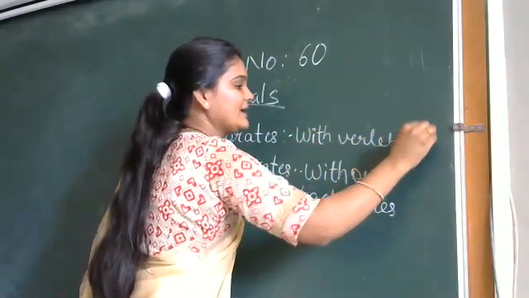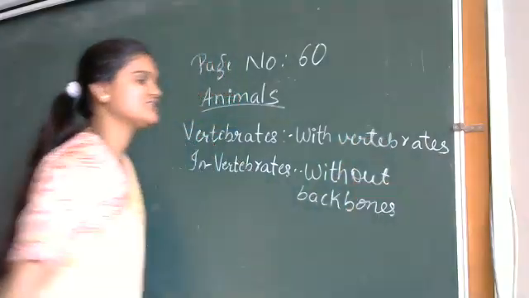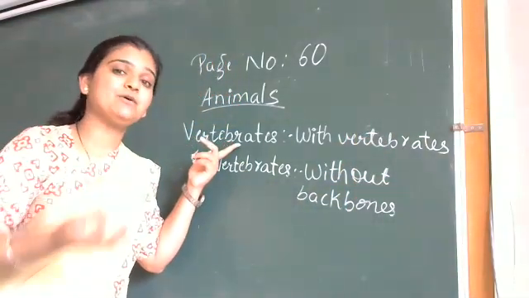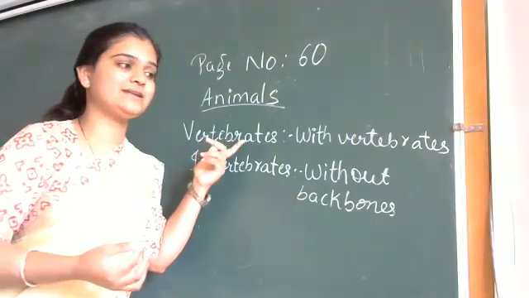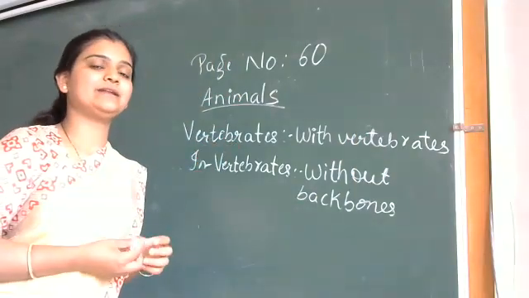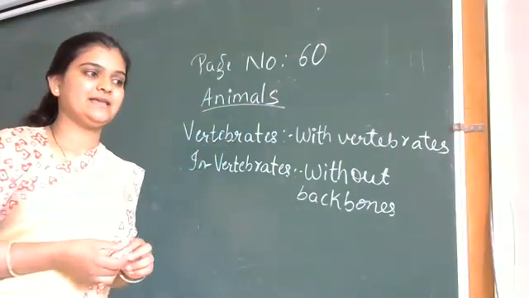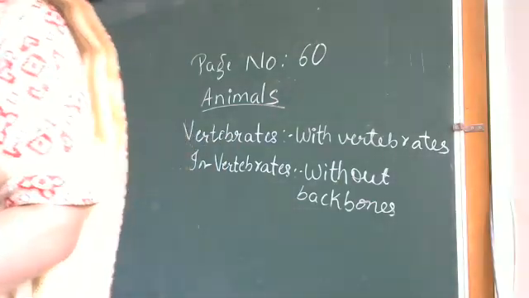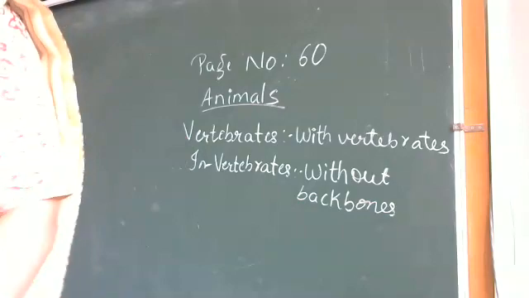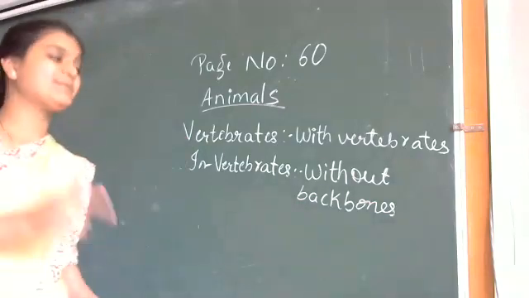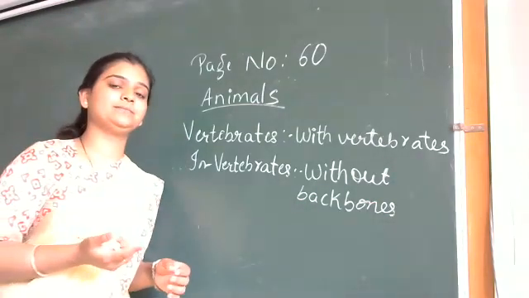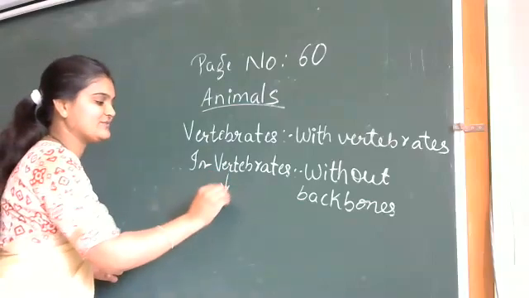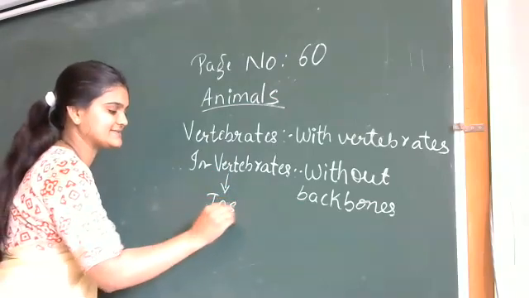Okay, so children, tell me which animals will come under vertebrates. Which type of animals did we study in the classification of vertebrates? Insects, ma'am. Yeah, insects. Do they have a backbone or do they not have a backbone? No, ma'am. So, in invertebrates we have insects.